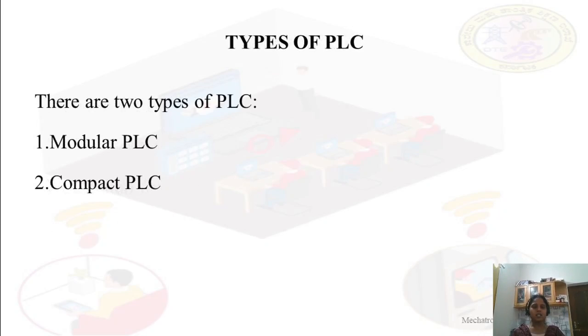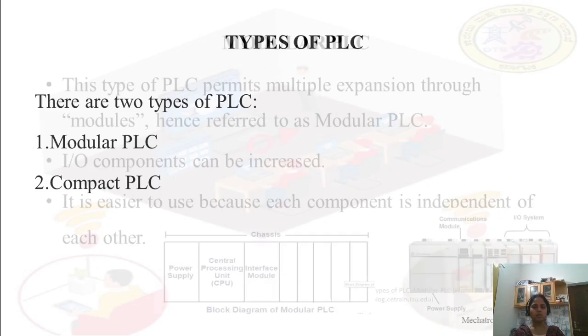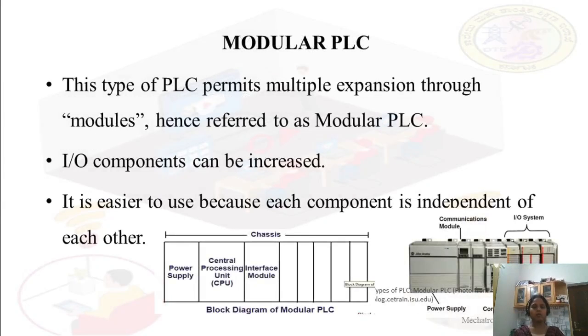First, we will see the types of PLCs. We are having two types of PLCs here. The first one is modular PLC and the second one is compact PLC. What is modular PLC? Modular PLC. This modular PLC, it will permit multiple expansion through modules. Hence, it is referred to as modular PLC.